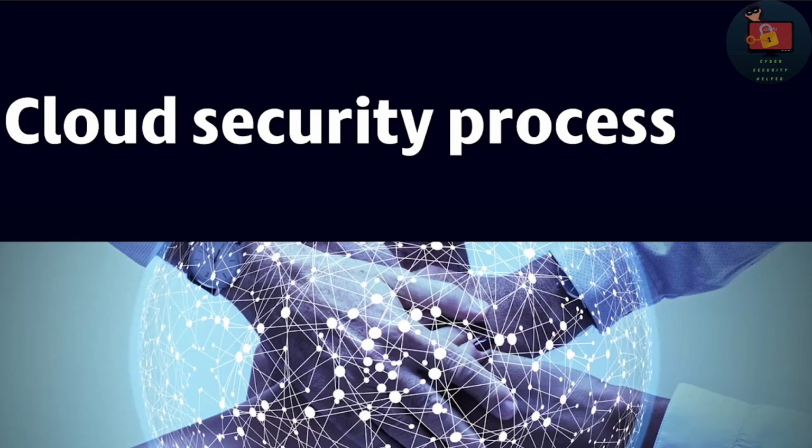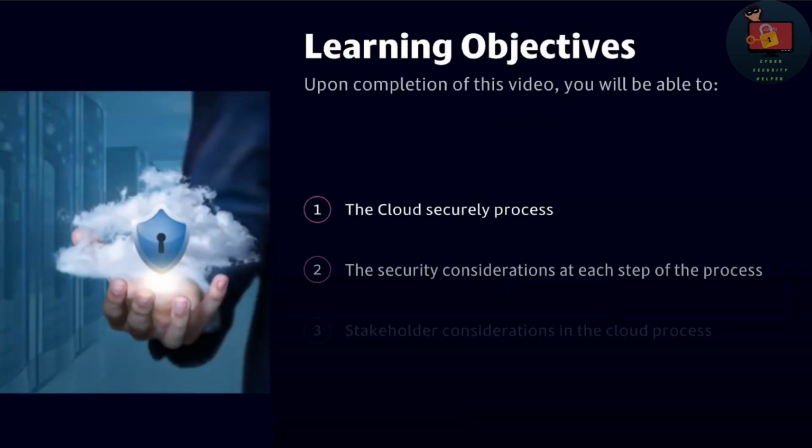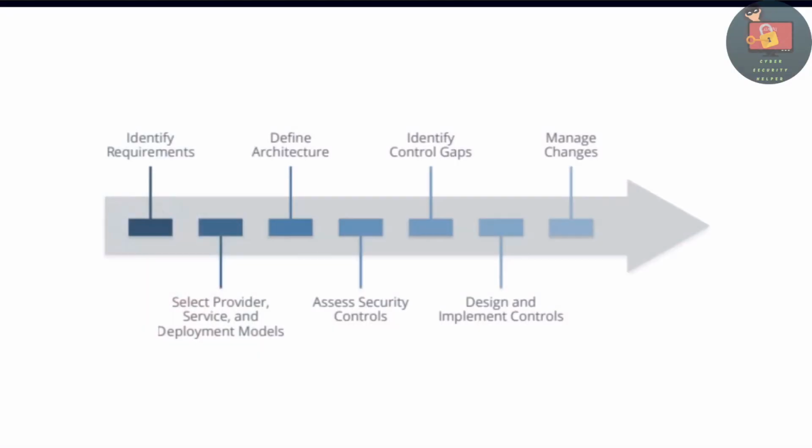All right, so we talked about the risks of the various service models, as well as the various deployment models and their risks. So now we're going to talk about the cloud security process at a very high level. In this lesson, we're going to talk about the cloud security process, the security considerations for each step of the process, and also stakeholder considerations in the cloud process.